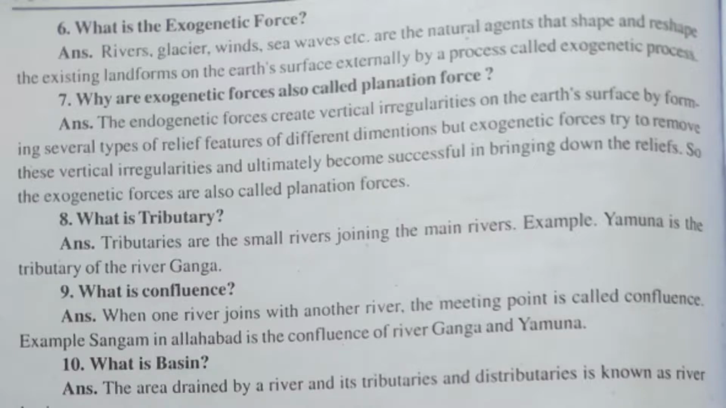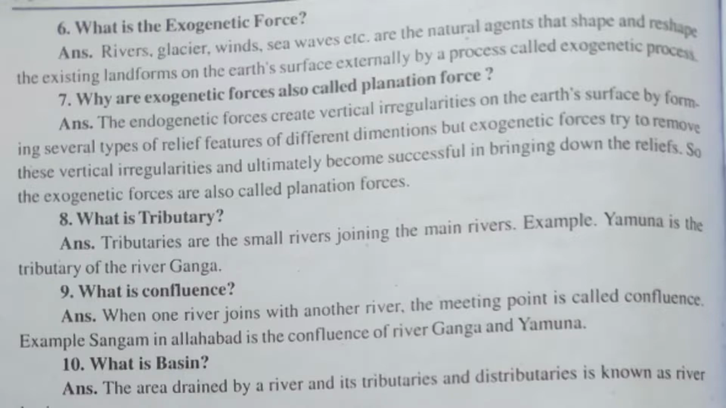Next question is what is the exogenetic force? River, glacier, winds, sea waves, etc. are the natural agents that shape and reshape the existing landforms on the Earth's surface externally by a process called exogenetic process.